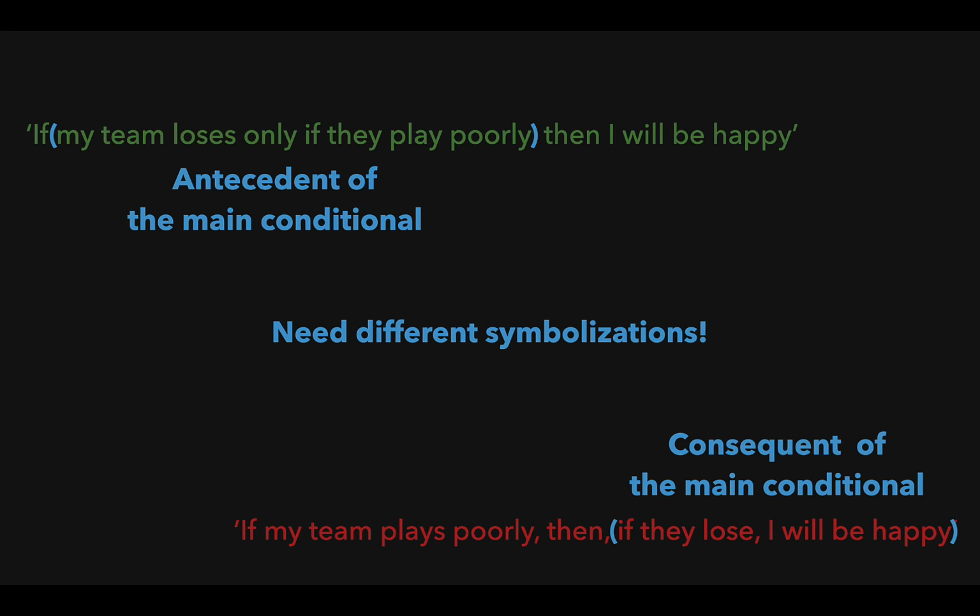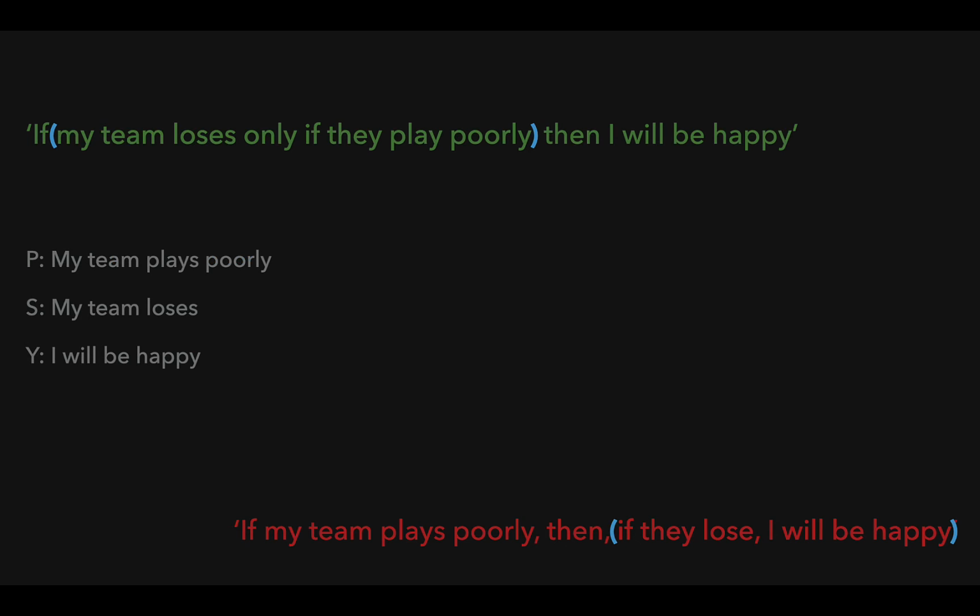How are we going to symbolize these sentences? Well, they should get different symbolizations because they have different logical structure. So bearing that in mind, let's try to symbolize them. We need a symbolization scheme. So we can say P will be, my team plays poorly, S will be, my team loses, and Y will symbolize, I will be happy.